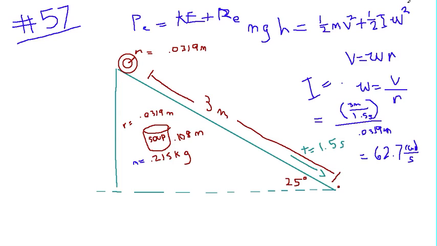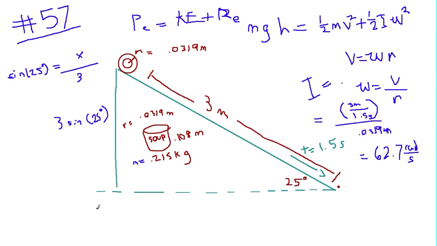This is going to be our omega, so we can find our moment of inertia. Everything else we're able to find here. For example, we know this height because we're given this 25 degree angle. We can use simple trig: the sine of 25 degrees is equal to x over 3. So this height is just 3 sine 25 degrees.